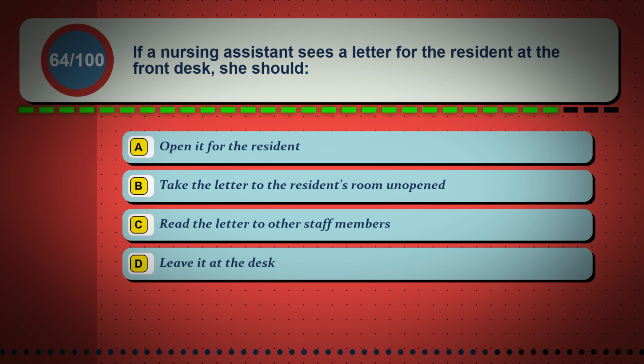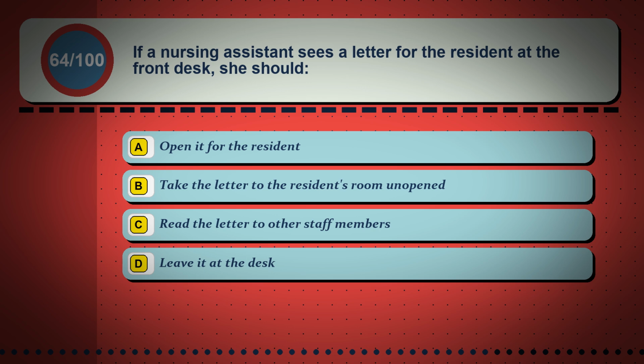Question 64. If a nursing assistant sees a letter for the resident at the front desk, she should: Option A, open it for the resident. Option B, take the letter to the resident's room unopened. Option C, read the letter to other staff members. Option D, leave it at the desk.